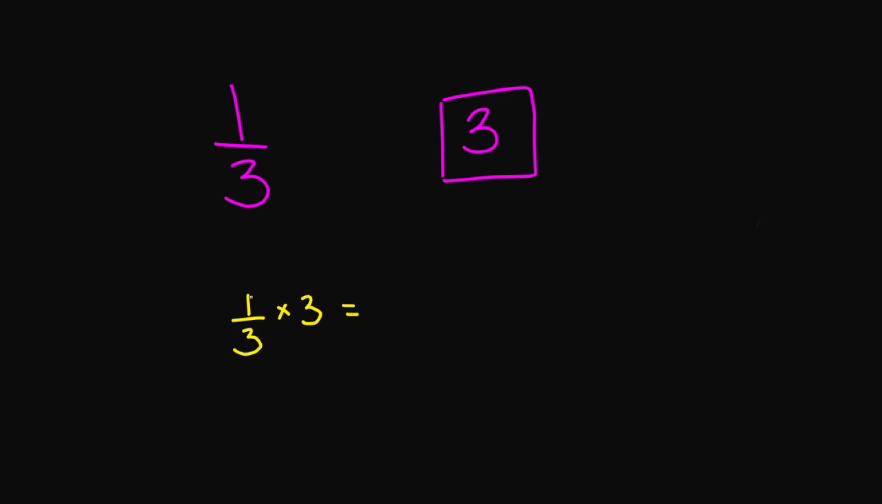My numerator, we have 1 times 3. That's going to be 3. And then my denominator, you have 3 times your imaginary 1. That's also going to be 3. 3 divided by 3 is 1. So we know 3 is the reciprocal of 1 over 3.